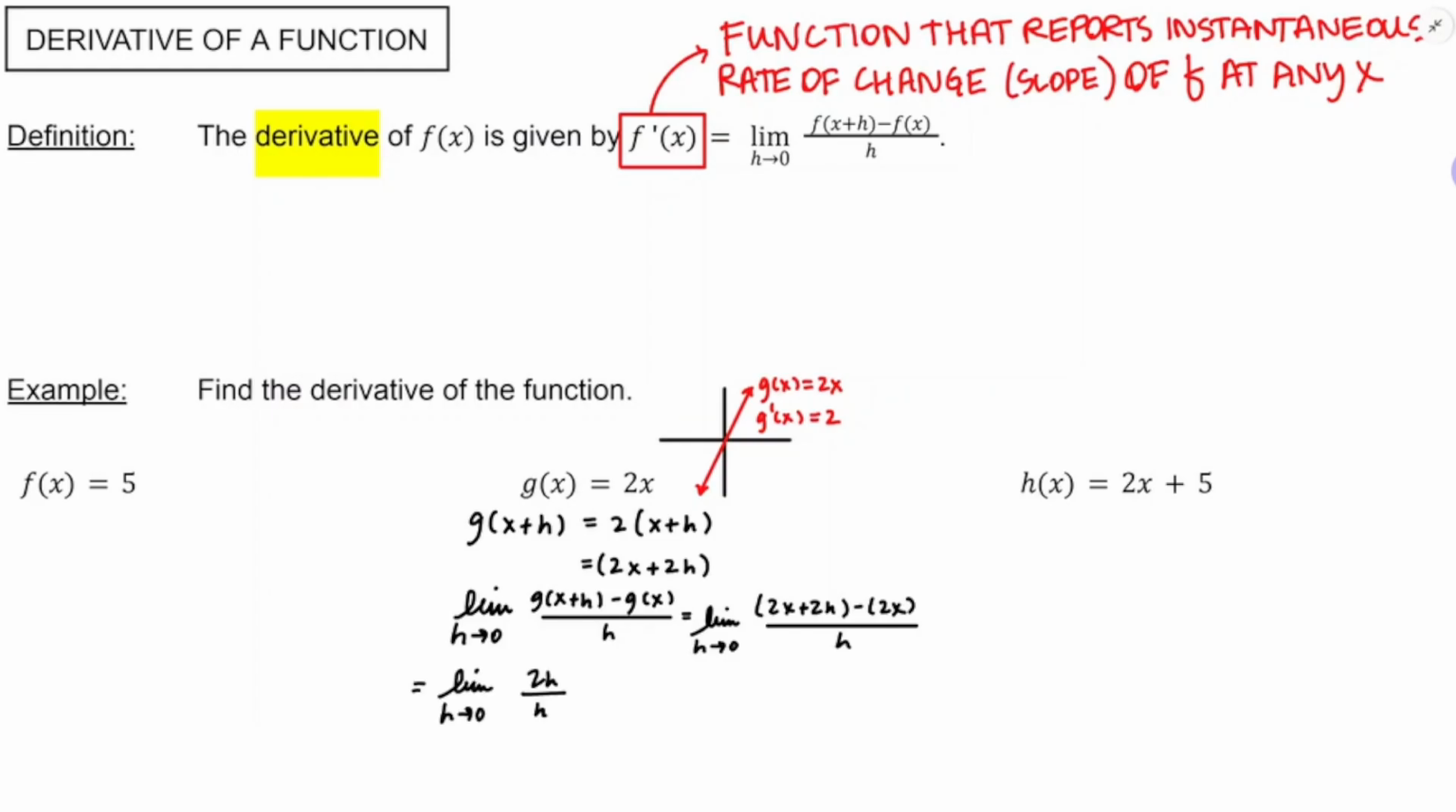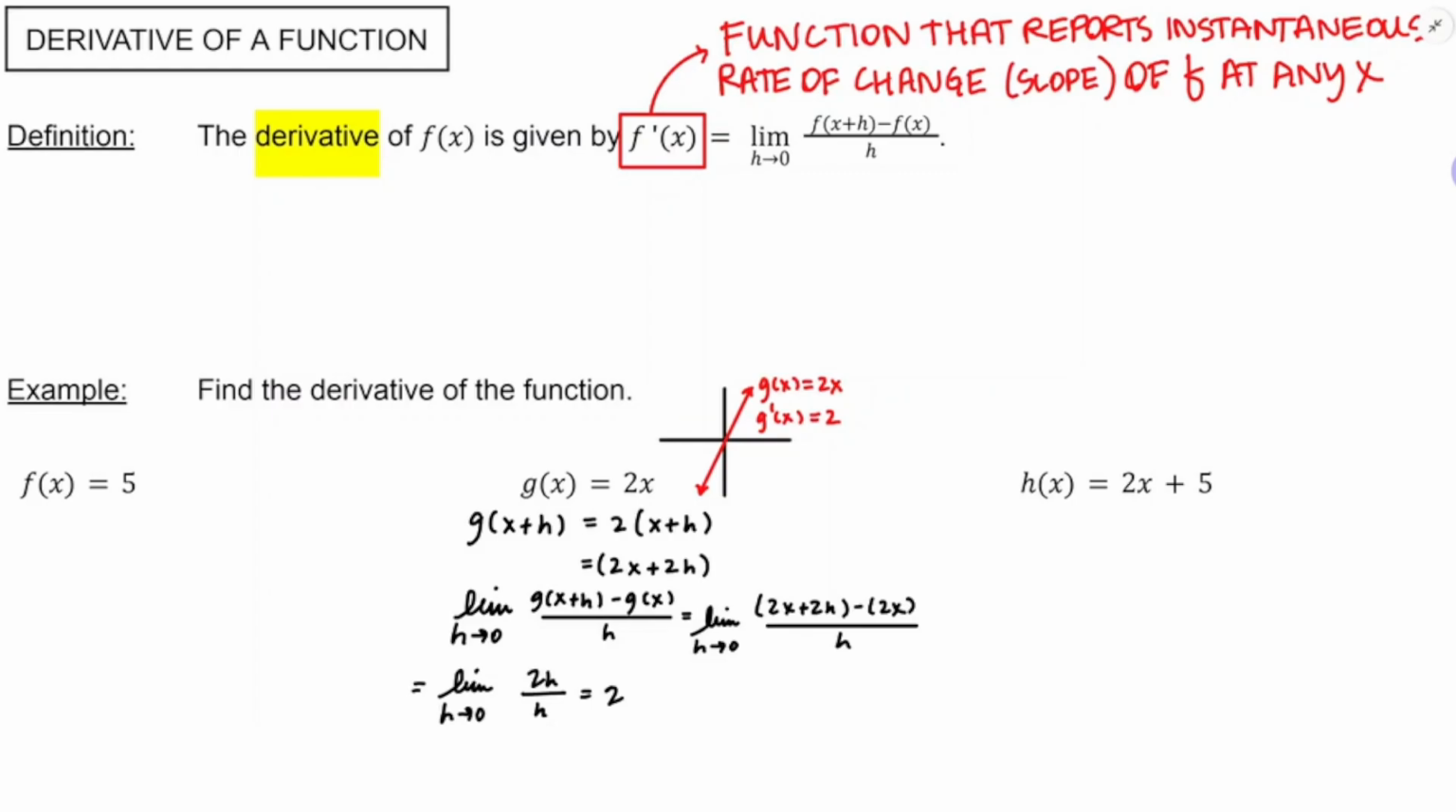And then I'll be left with the limit as h approaches 0 of 2h over h, and we could cancel off those h's, especially when h is not equal to 0, which it's not if we're taking the limit as h approaches 0. h is just very near 0, and that's going to equal 2. Okay, so that's how we're showing that g prime of x equals 2 using the limit definition.